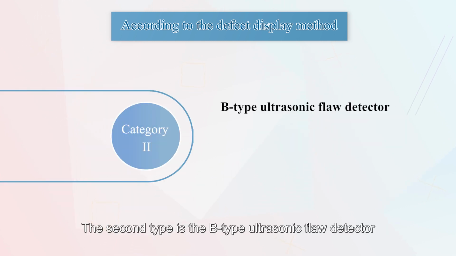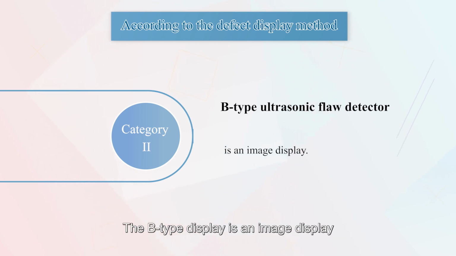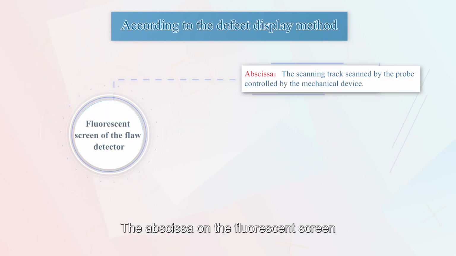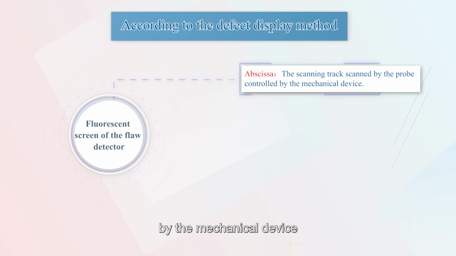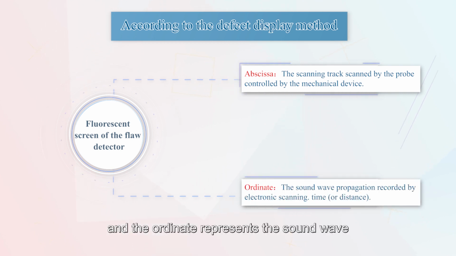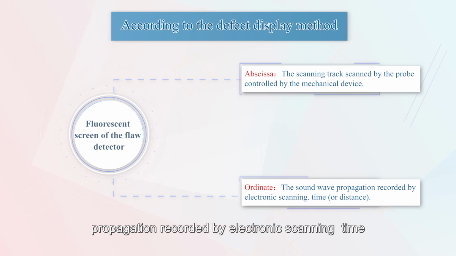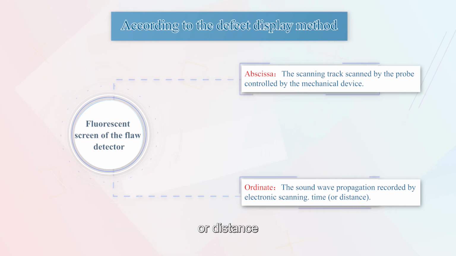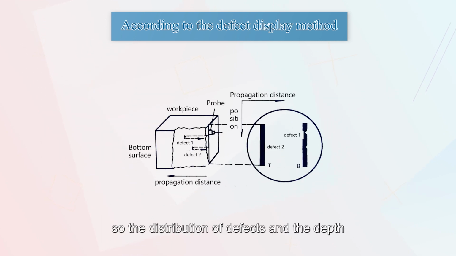The second type is the B-type ultrasonic flaw detector. The B-type display is an image display. The abscissa on the fluorescent screen of the flaw detector is the scanning track scanned by the probe controlled by the mechanical device. The ordinate represents the sound wave propagation time or distance recorded by the electronic scanning. So the distribution of defects and the depth of the defects in any longitudinal section of the tested workpiece can be visually displayed, as shown in the figure.